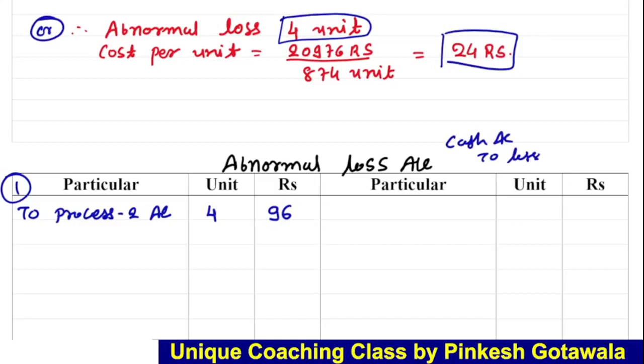So if you want to give the effect, it will be credit side by cash account. Okay, entry: in the loss account, credit side.